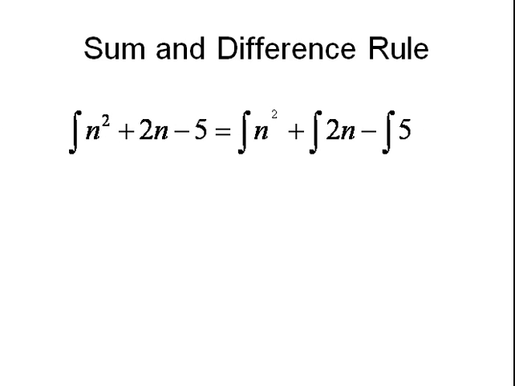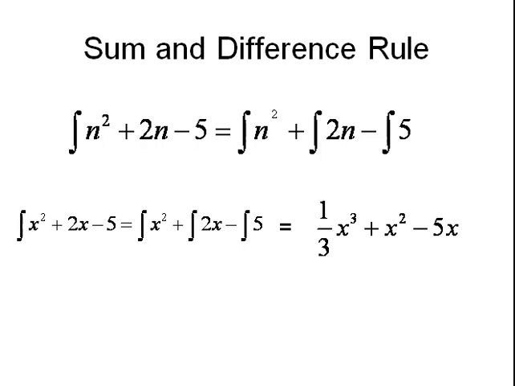The sum and difference formula involves simplifying the problem into separate integrands. In this example, our polynomial can be separated into 3 separate integral problems. We now have the integral of x squared plus the integral of 2x minus the integral of 5. From here, we use our constant and power rules to find the integrals separately, then combine them to get a final product of 1/3 x cubed plus x squared minus 5x.